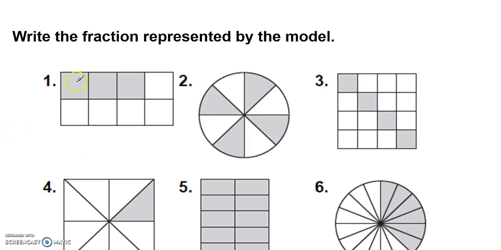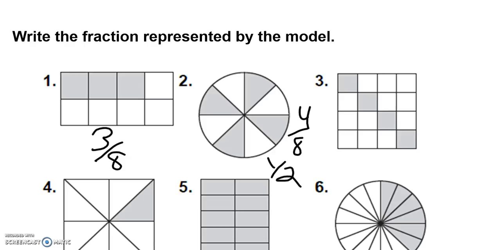So we have 1, 2, 3, 4, 5, 6, 7, 8 different squares in this rectangle, and 3 of them are shaded. So we can represent that as 3 eighths. Okay, this one we have 1, 2, 3, 4, 5, 6, 7, 8, and 4 of them are shaded, so we can have 4 eighths or 1/2.